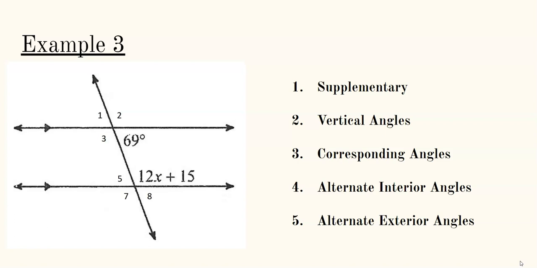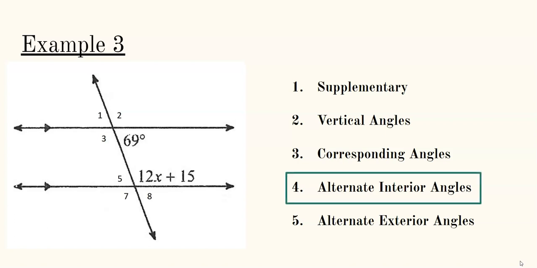Corresponding, again, it could be corresponding, but then we would have to take from corresponding to supplementary. The alternate interior angles, we can use that as well. But then from alternate interior angles, then we would do supplementary. Alternate exterior angles, that wouldn't apply for this one. So we can either start with number 3 and number 4, one of those, and then it's going to end up to do supplementary as well.